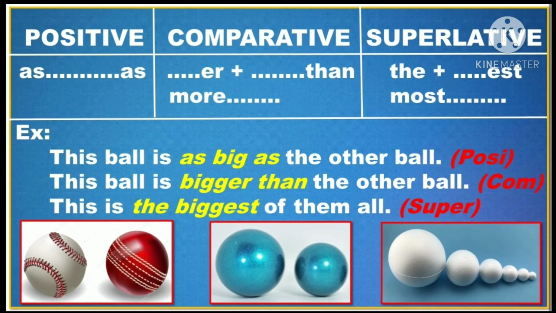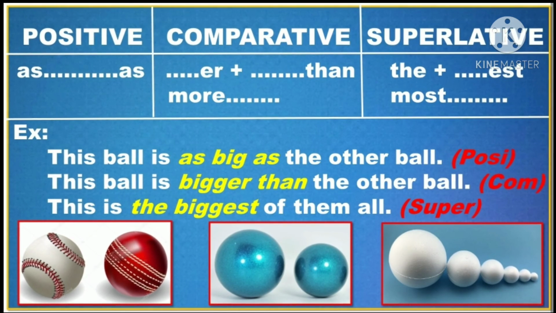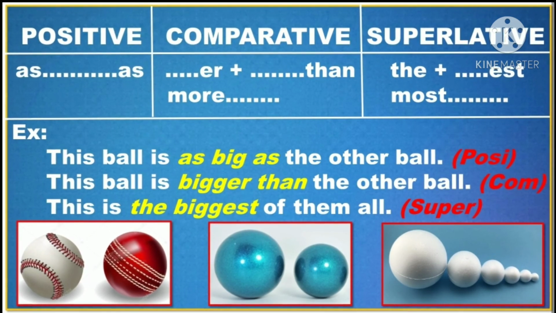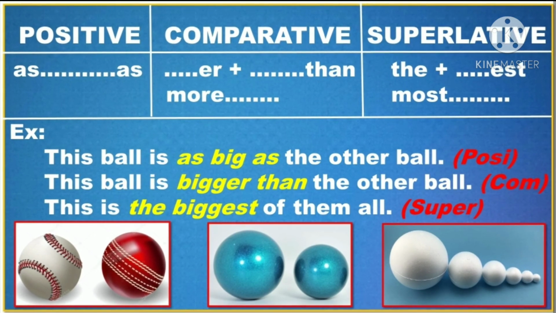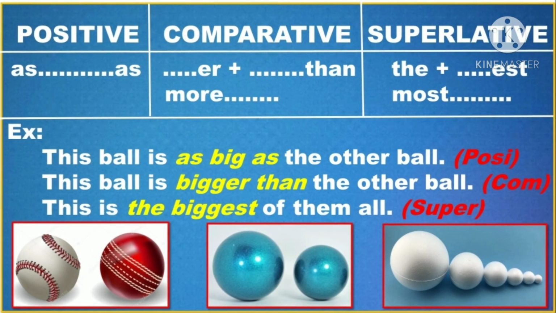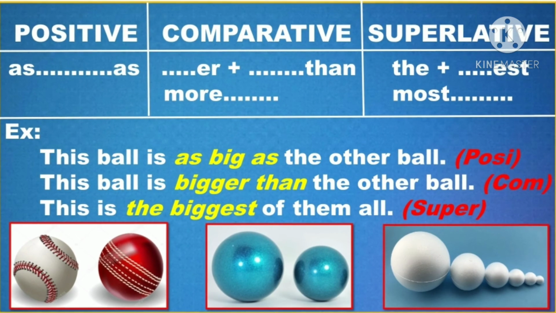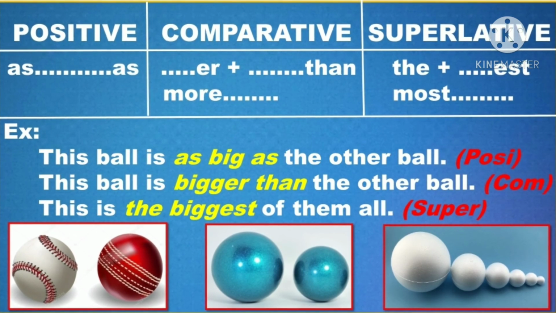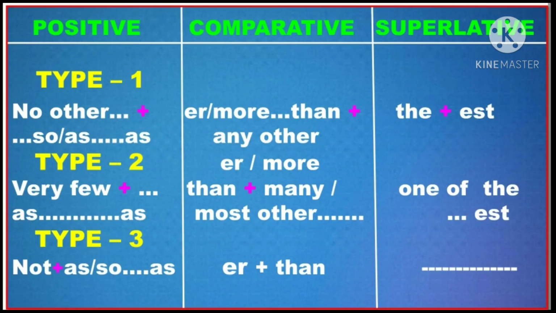Okay. And look at the third sentence. This is the biggest of them all. Here, this sentence is considered the superlative degree. Why? Because we are using the adjective word plus est. Not only that, it describes only one ball, which is the biggest of all. Got it?